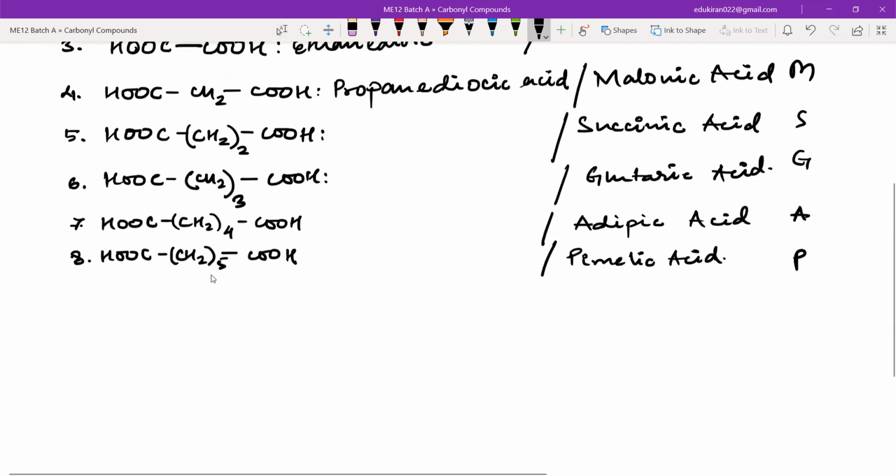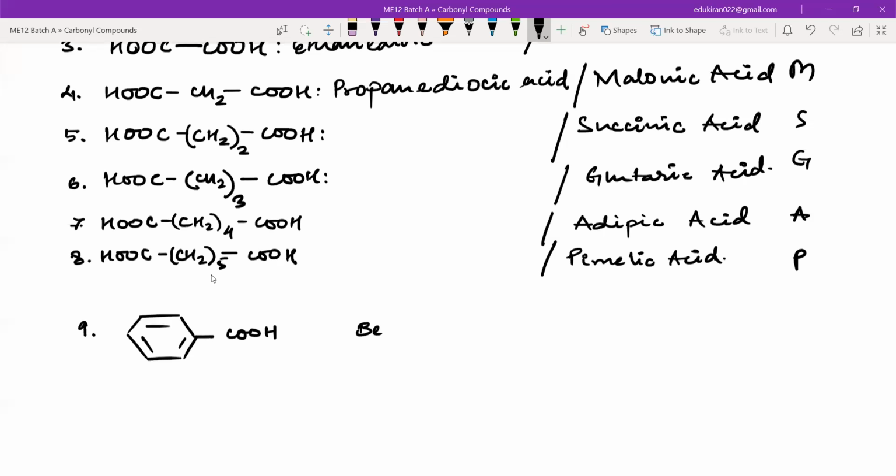In the carboxylic, in the aromatic group also, you have to remember a few. So I hope you will know. So this is pimelic acid, P-I-M-E-L-I-C. Okay. This is a common name. So this is what? This is benzoic acid, right? Yes or no? Benzoic acid.